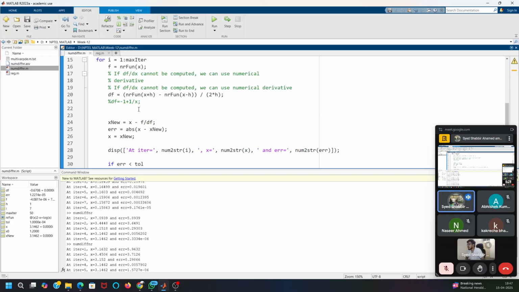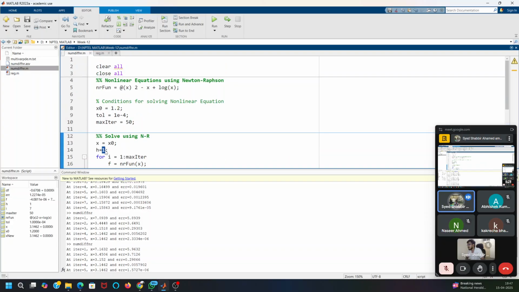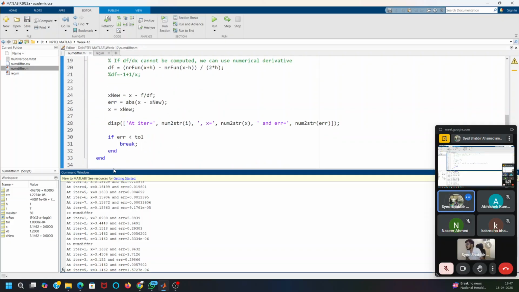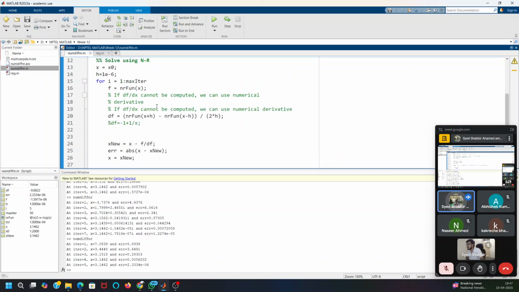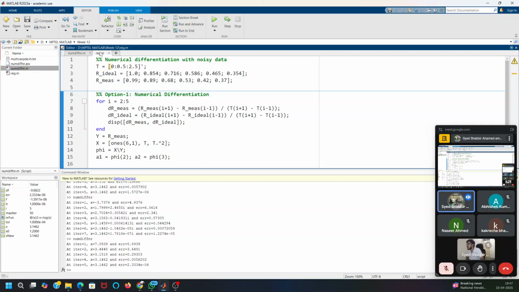So if you take a small h value, then it will be better, but it should not go beyond the machine precision, and sometimes taking too small is also not good. So sufficiently small you have to take.